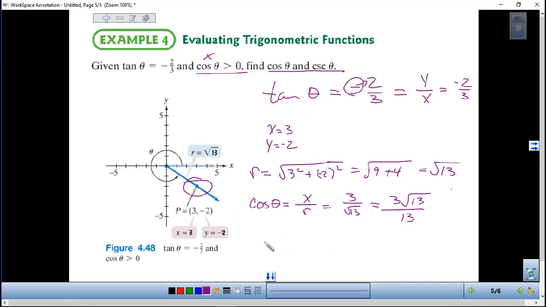And the cosecant, the cosecant is just the reciprocal of sine. Sine is y over r, so this is going to be r over y. So we end up with the square root of 13 over negative 2, or negative square root of 13 over 2.